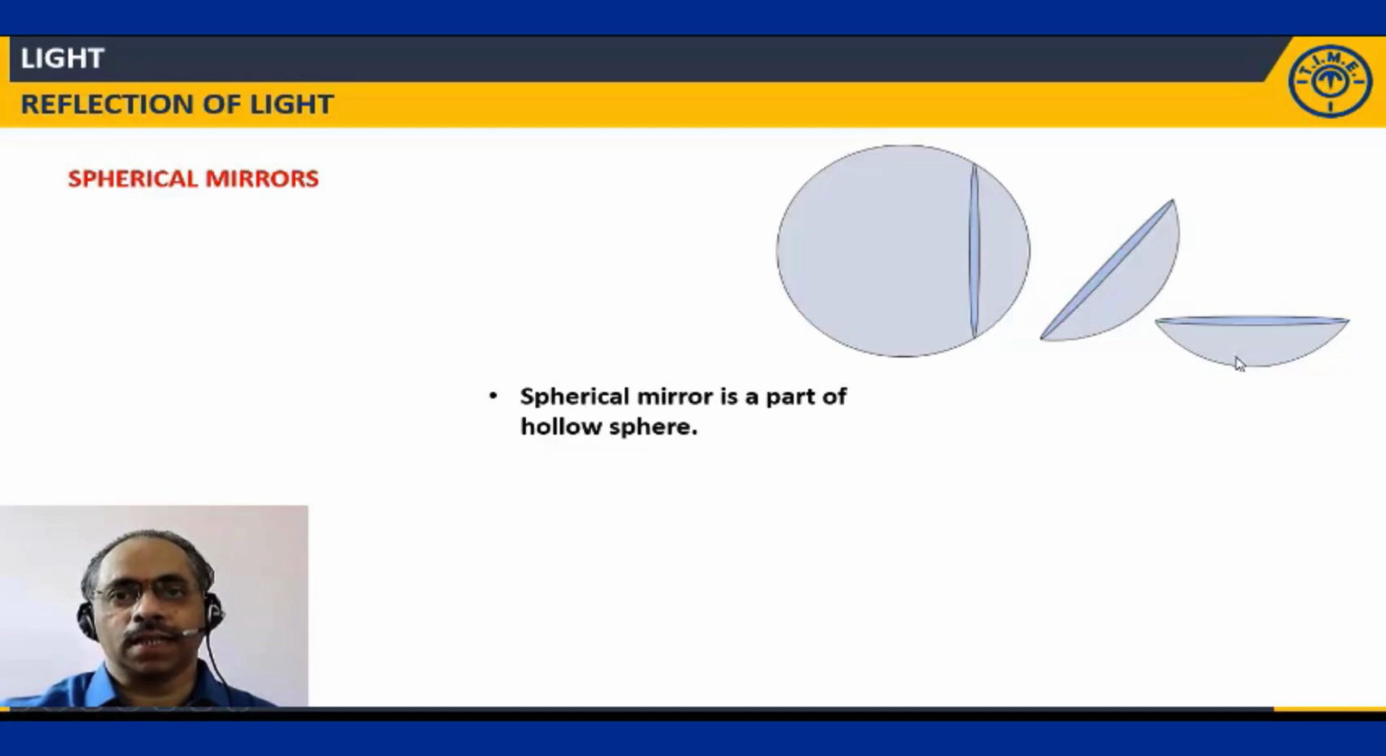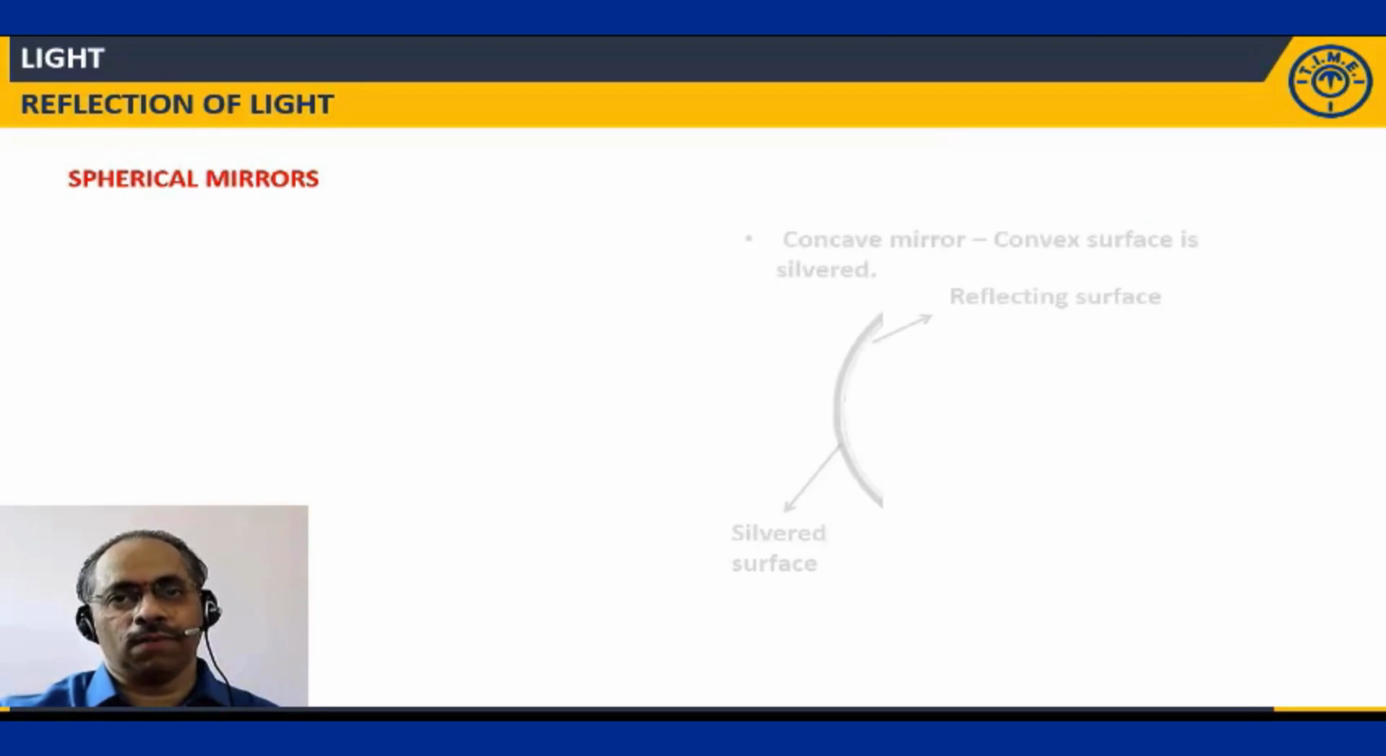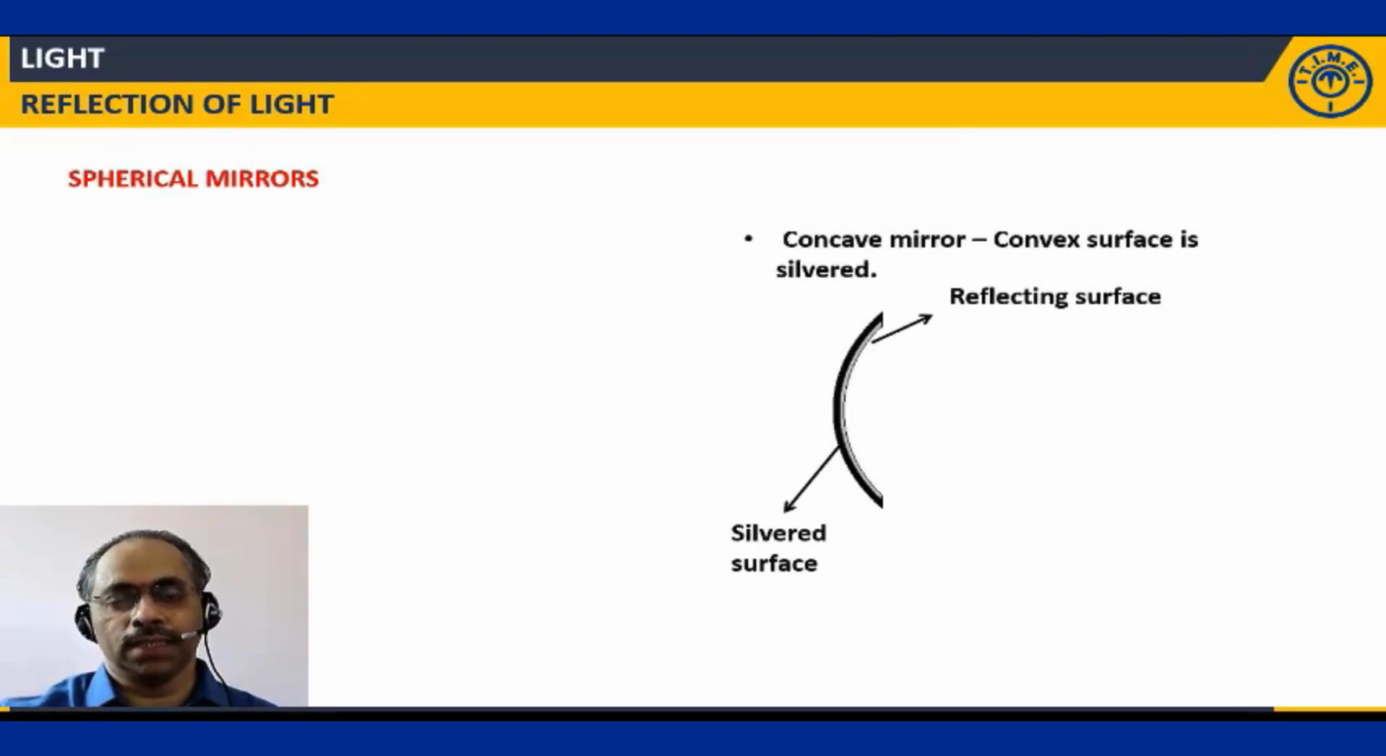How do I make this glass piece into a spherical mirror? By silver coating it. The inner surface of the spherical piece is called the concave surface. The outer part of the spherical piece, made out of the hollow sphere, you call the convex surface. Now, if I coat one of these two surfaces with silver, then the other side will be the reflecting surface.